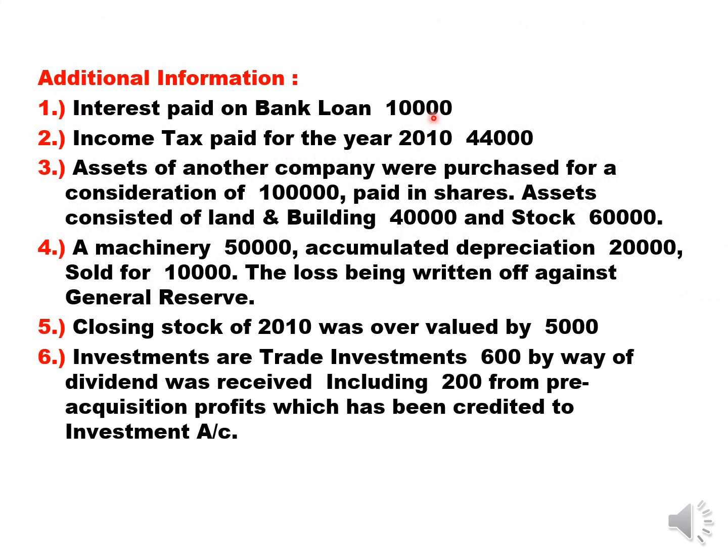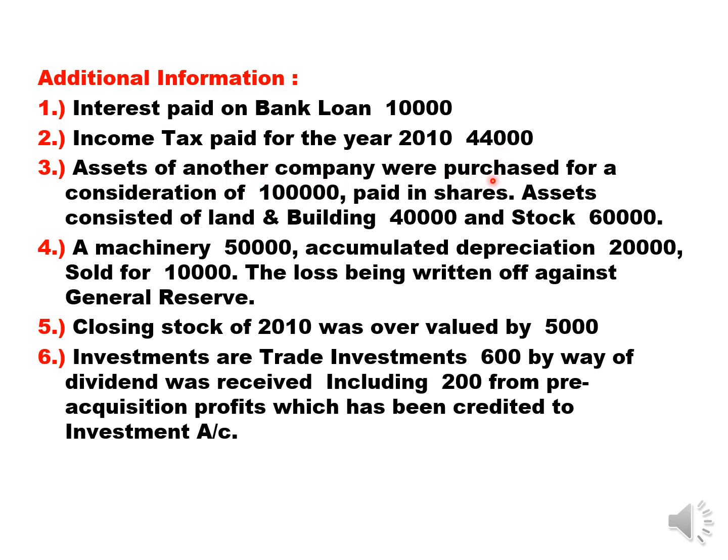Interest paid on bank loan 10,000. Students, as discussed earlier, all adjustments or additional information may have to come at two places. So interest on bank loan will come in the adjusted PL account and FFS. Income tax paid for the year 2010, 44,000, will come in provision for tax account and FFS. As explained earlier, whenever adjustments are given, you need to prepare an account. So we have a provision for tax adjustment, so you need to prepare the account. So 44,000 will come in provision for tax account and FFS.